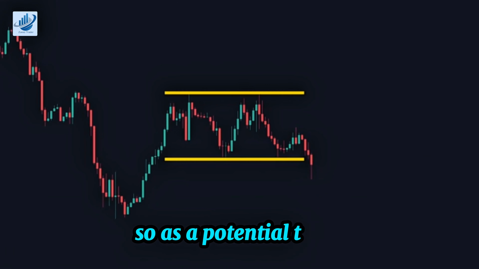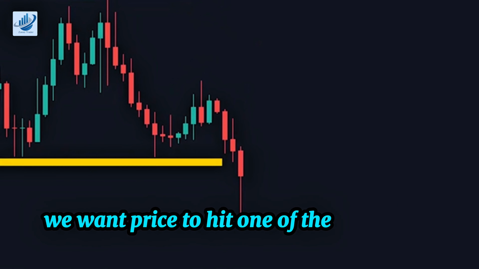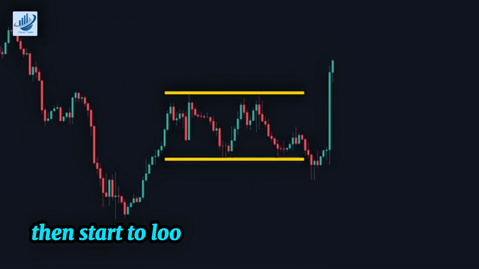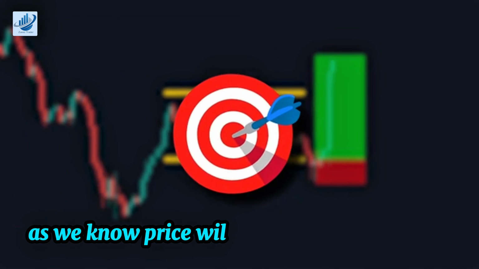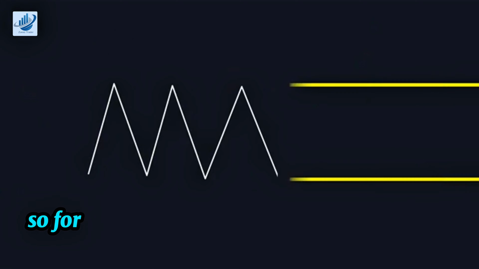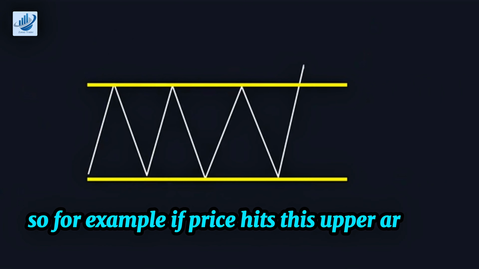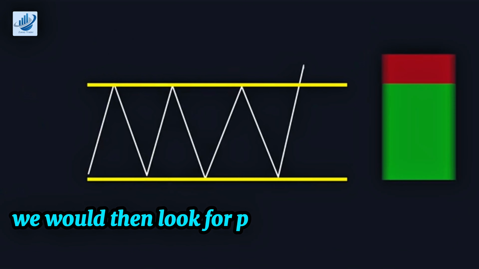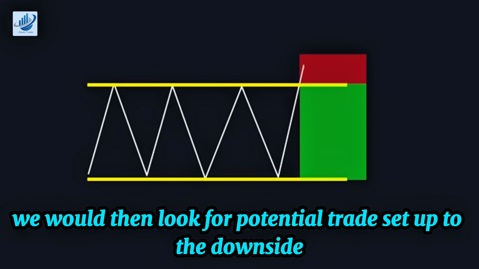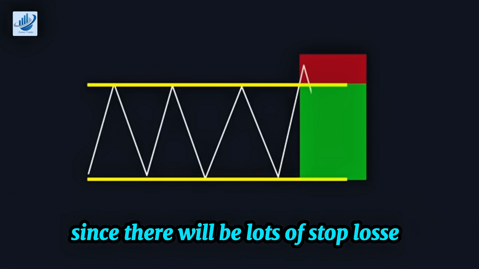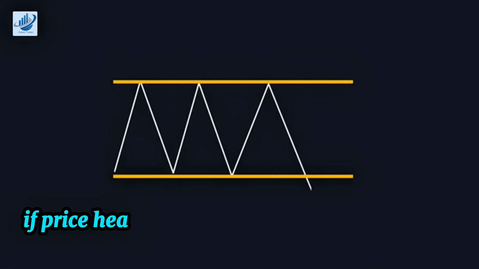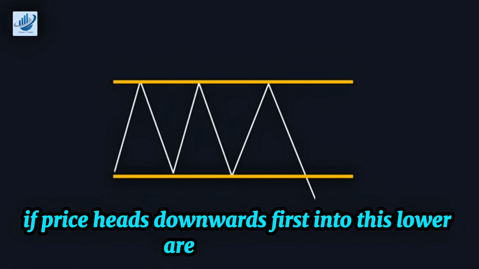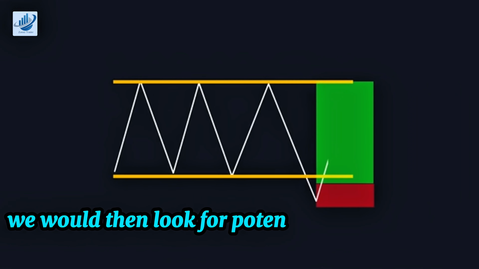So as a potential trade, we want price to hit one of these areas of liquidity, then start to look for a potential trade setup in the opposite direction. As we know, price will always target liquidity. So for example, if price hits this upper area of liquidity, we would then look for a potential trade setup to the downside, since there will be lots of stop losses fueling this move to head lower. Same goes for the opposite direction.